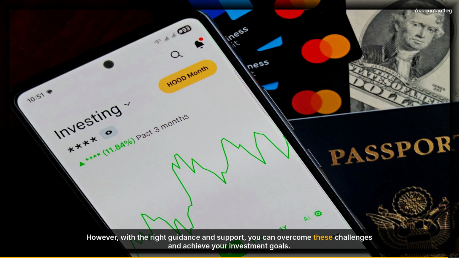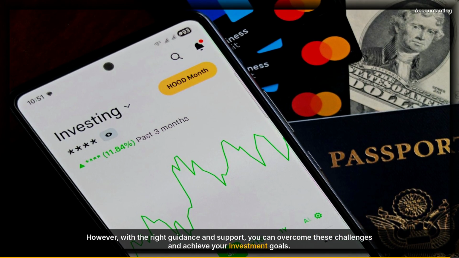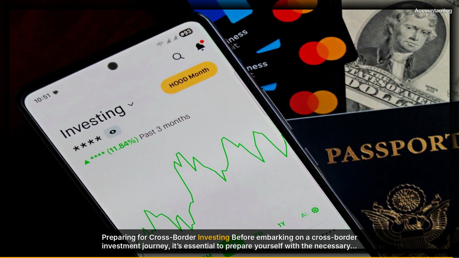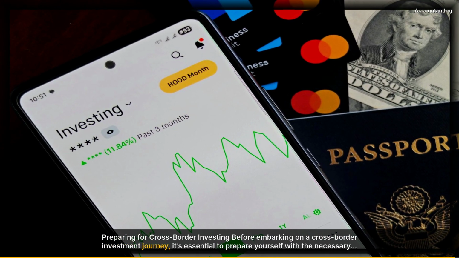Preparing for cross-border investing. Before embarking on a cross-border investment journey, it's essential to prepare yourself with the necessary knowledge and skills.